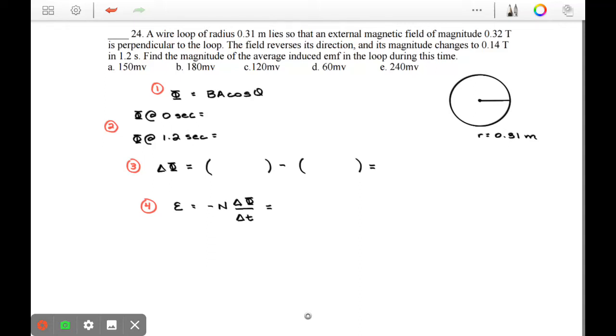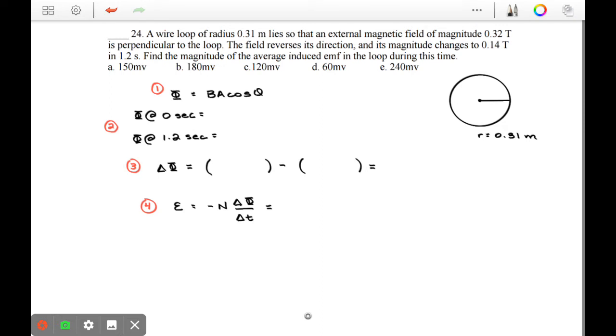Question 24 reads, a wire loop of radius 0.31 meters lies so that an external magnetic field of magnitude 0.32 Tesla is perpendicular to the loop. The field reverses its direction and its magnitude changes to 0.14 Tesla in 1.2 seconds. Find the magnitude of the average induced EMF in the loop during this time.